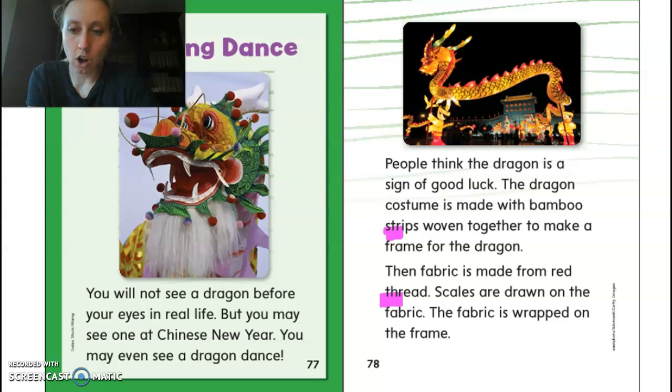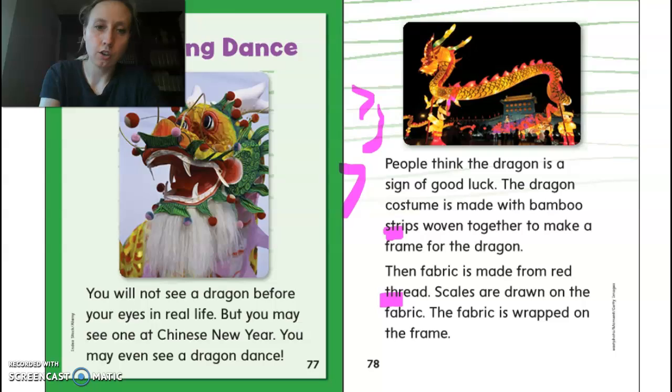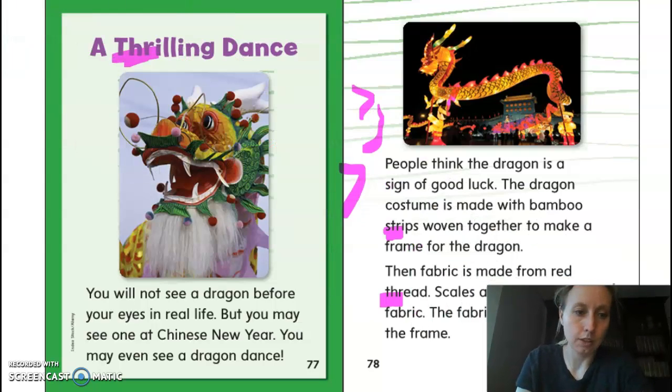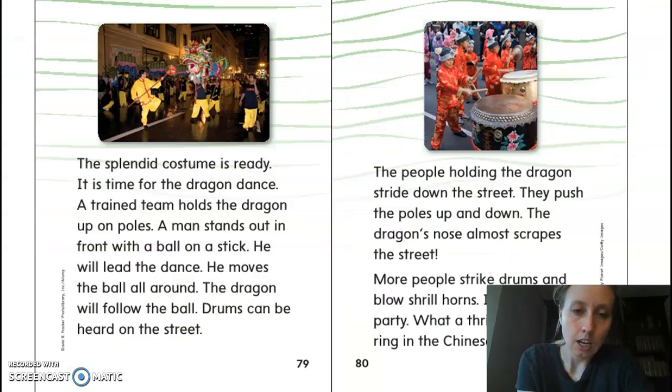Scales are drawn on the fabric. So they draw those scales, those little bumps you see, they drew those. Scales are drawn on the fabric. The fabric is wrapped on the frame. So they put it over the frame, the bamboo frame. The splendid costume is ready. It is time for the dragon dance.